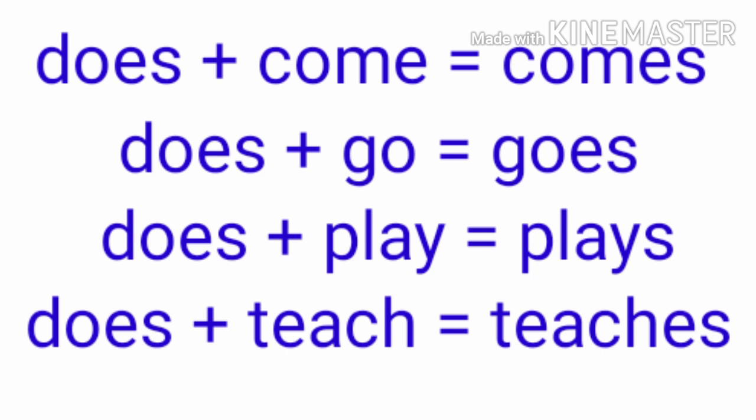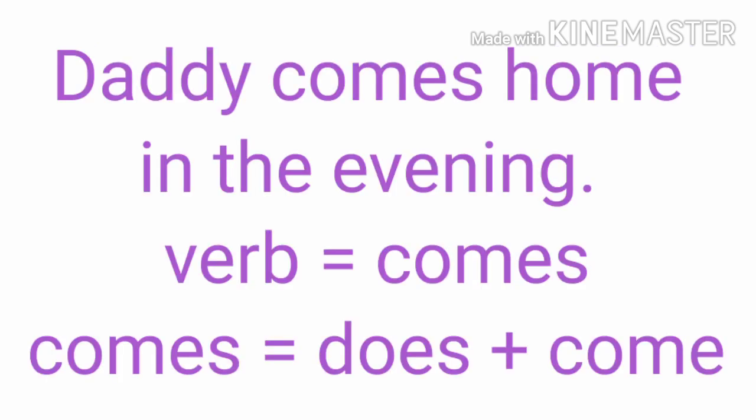Teaches is does plus teach. Goes is does plus go. Comes is does plus come. Let's take an example. Daddy comes home in the evening. What's the verb? Comes is the verb here. That's the action word. Comes is equal to does plus come.